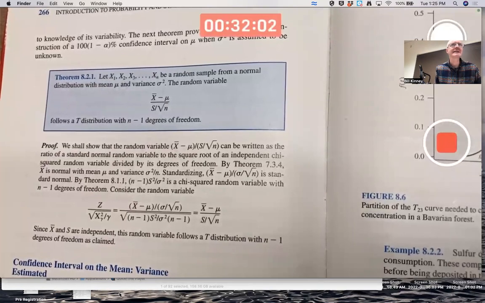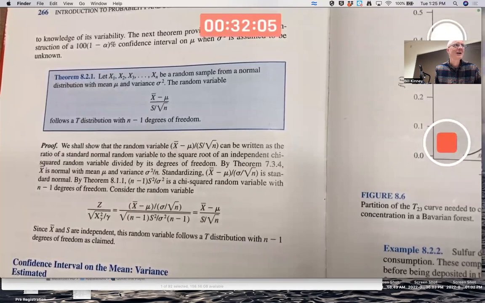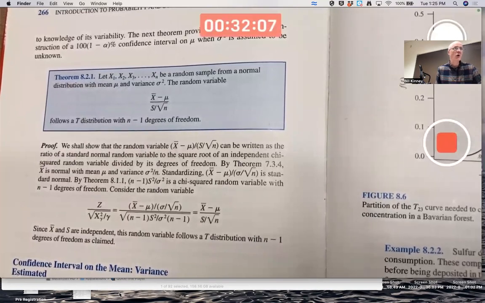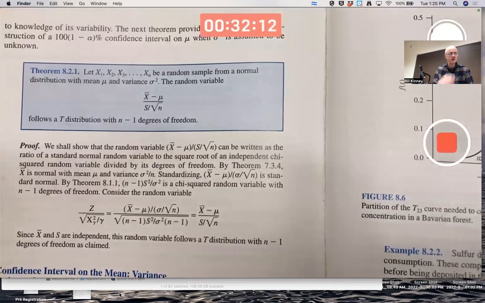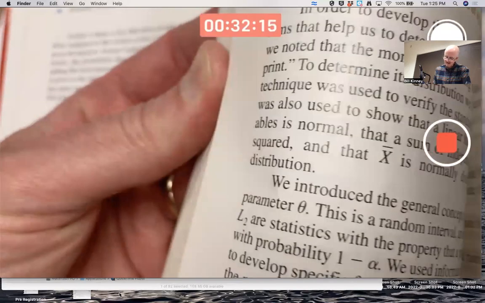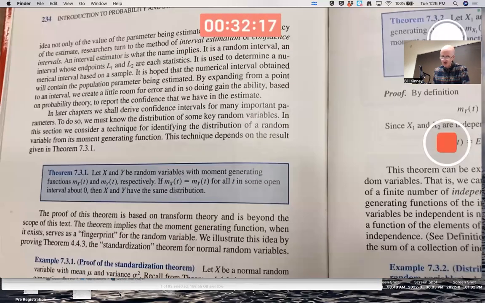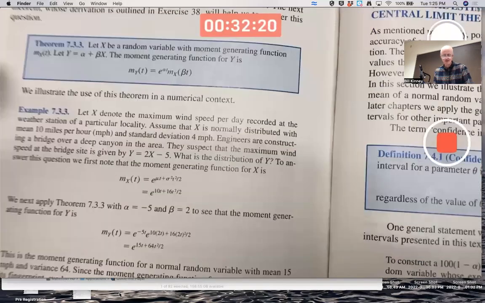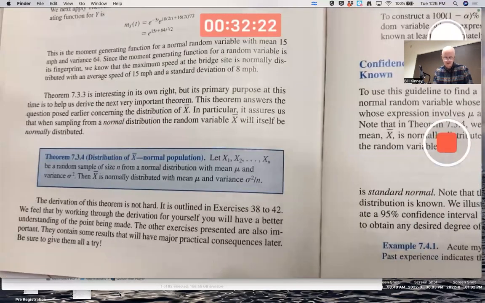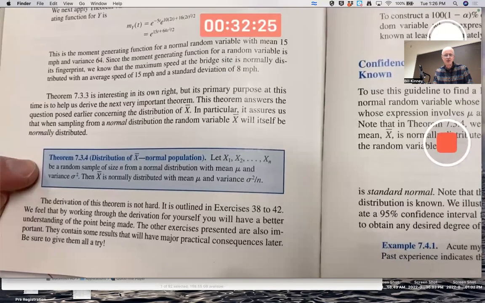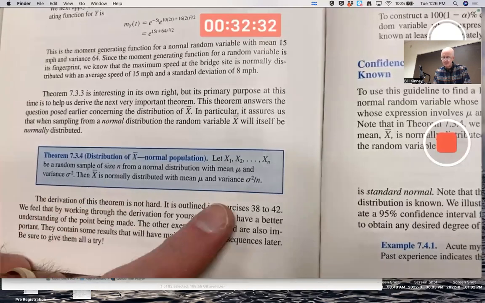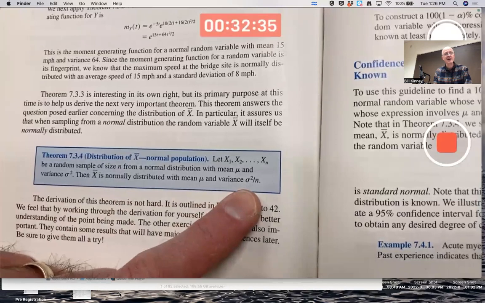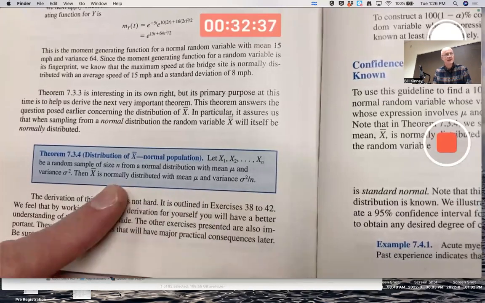Hang with me, just 5 more minutes. Hold on tight. Chapter 7, we had the cornerstone theorem. Fingerprint theorem, cornerstone theorem. So many theorems. Cornerstone theorem was this one. If your random sample is from a normal distribution with mean mu and variance sigma squared, then the sample mean, we already knew it had mean mu and variance sigma squared over n. The new thing here is that it's also normal.